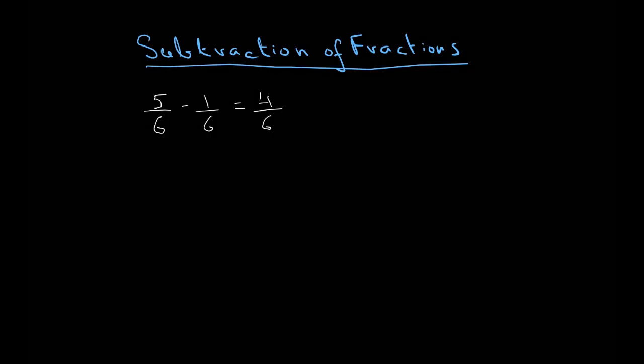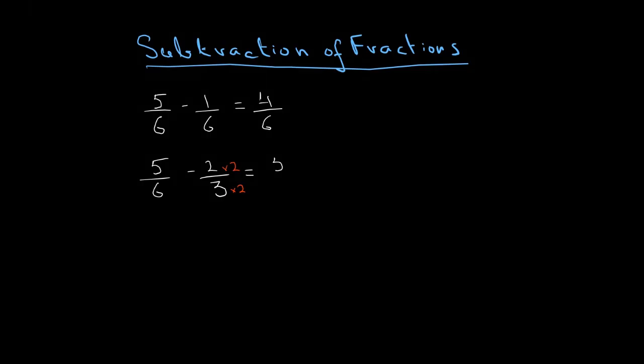And now you already know if you want to subtract 5/6 minus 2/3, you're going to use the idea of equivalent fractions and you want to convert this 3 into a 6. That means you have to multiply it by 2, which means you have to also multiply the numerator by 2, and the answer is going to be equal to 5/6 minus 4/6, which is going to be equal to 1/6.